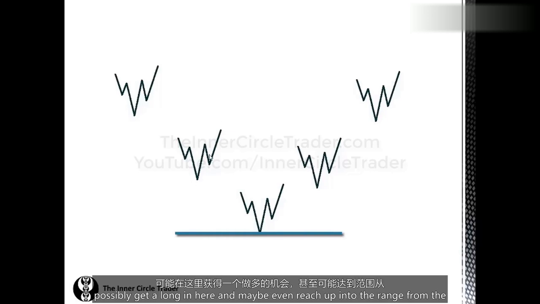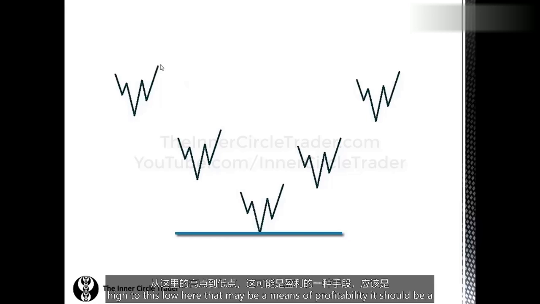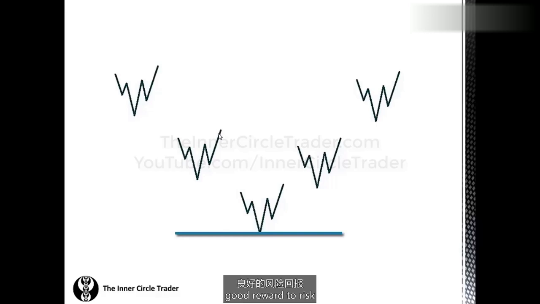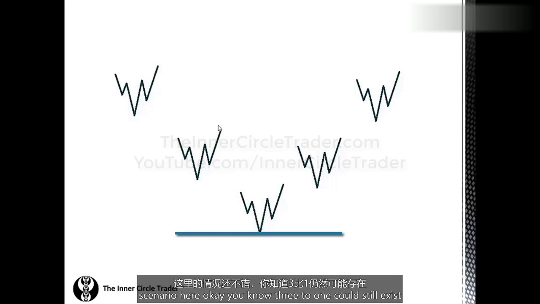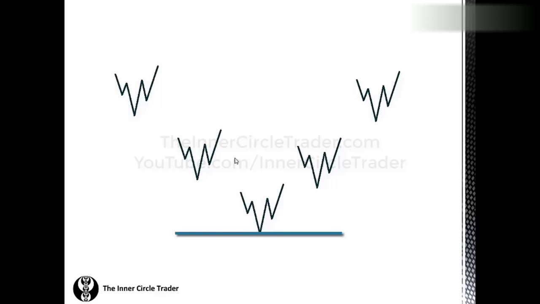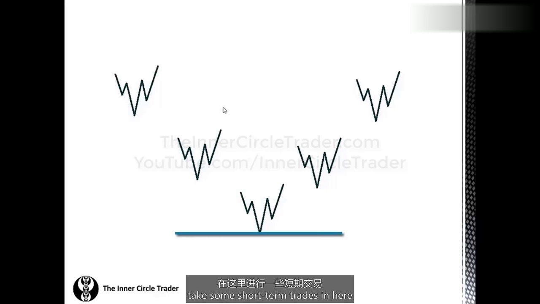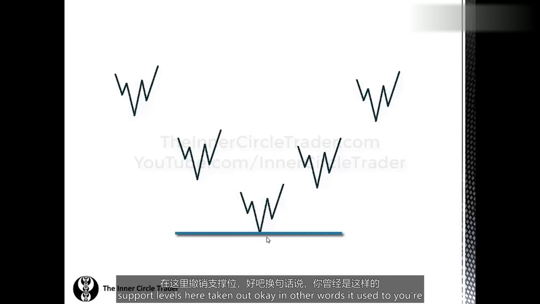Okay, we could possibly get a long in here and maybe even reach up into the range from the high to this low here. That may be a means of profitability. It could be a good reward to risk scenario here. Okay, 3-to-1 could still exist within that framework of price action. But again, even if that happens, we could still take some short-term trades in here, but that may be a very, very short-term bias, only taking you up to a higher level bias to get lower support levels here taken out.